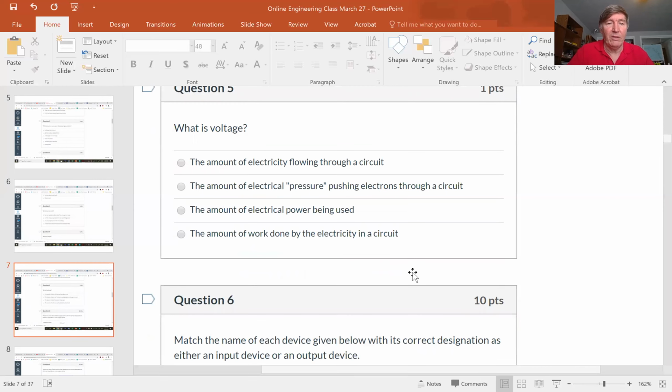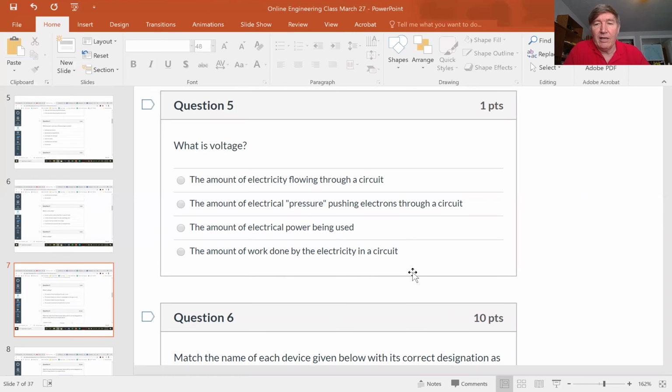Okay, what is voltage? That one was on the follow-up quiz after Wednesday's meeting, and pretty much everybody got that right. So the best way to think about that one is this second one down here. Think of it as electrical pressure. It's not the amount of electricity flowing through a circuit. That would be current. It's not the amount of power that's being used. That would be watts.